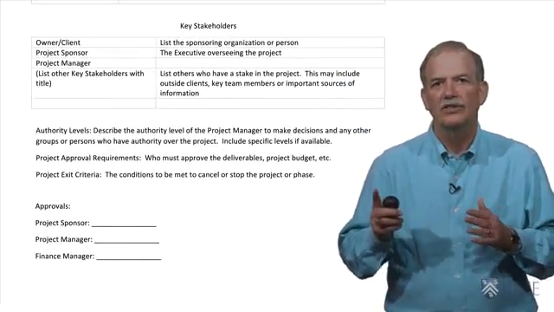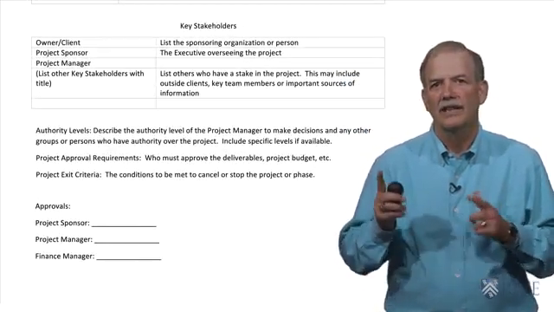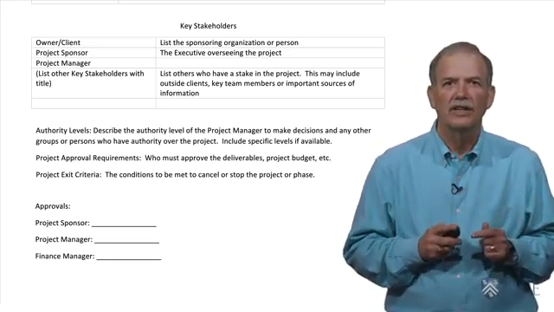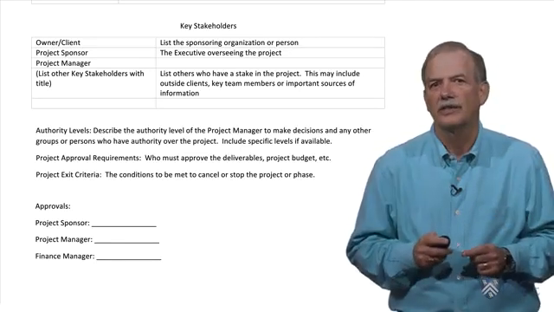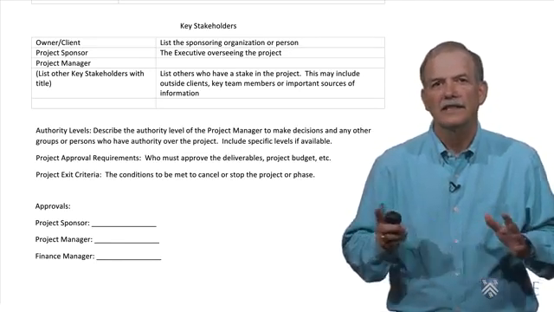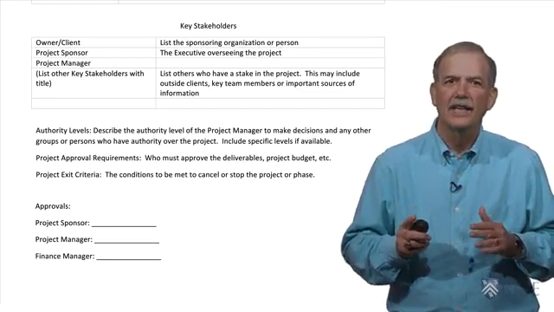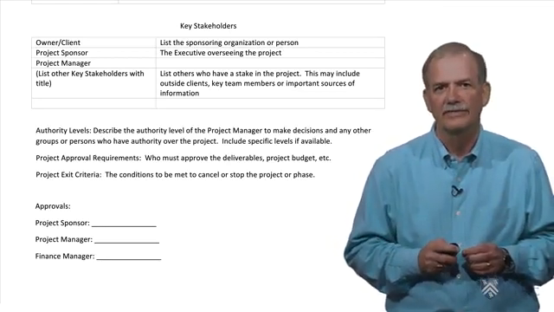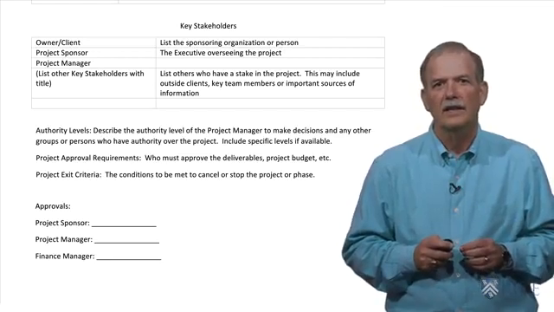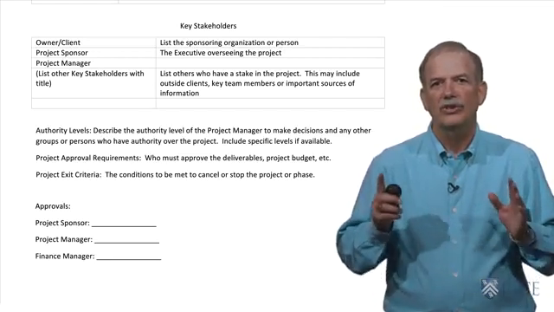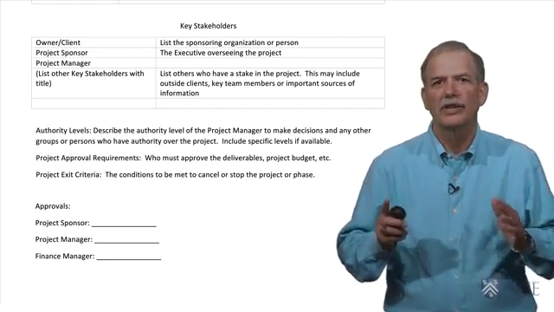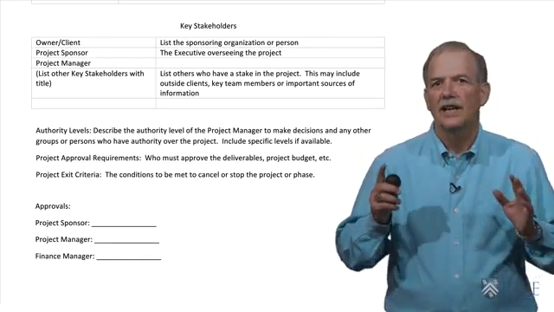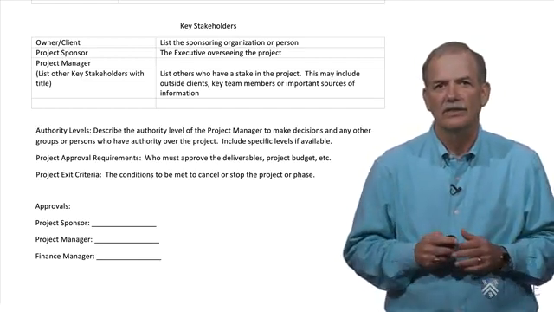The key stakeholders section should include as a minimum the client, project sponsor, the project manager, and any other key persons essential to the project. The list does not need to be exhaustive, as we include the more comprehensive list as part of the stakeholder register. The project charter should define the level of authority of the project manager and others who have authority over the project. It should list any project approval requirements.